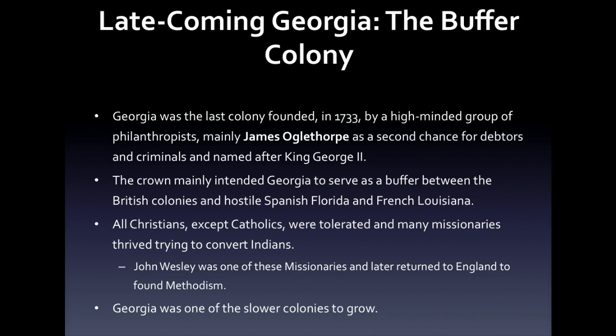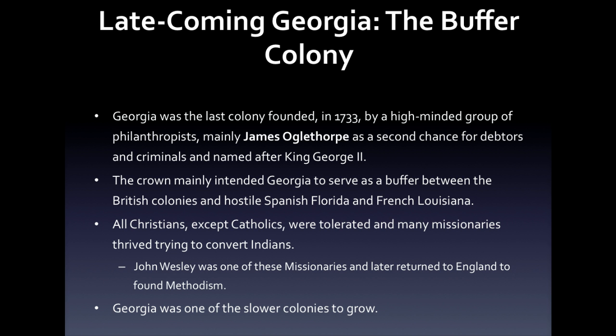But the Crown intended Georgia to serve as a buffer between the British colonies and hostile Spanish Florida, and French Louisiana, who was also hostile towards the British. And so they were the southernmost colony, and they were sort of a buffer in between the southern plantation colonies and all the hostile raids that were being led by the Spanish and the French and the Native Americans.